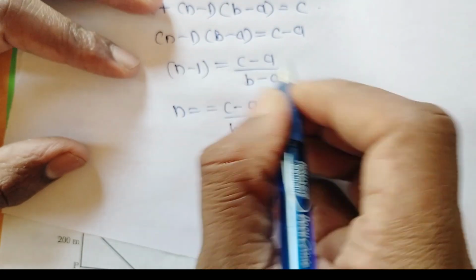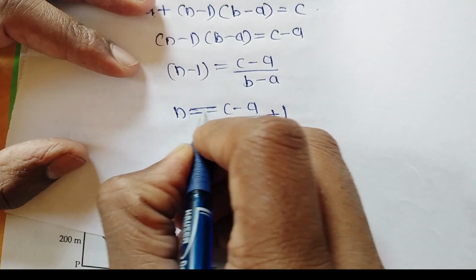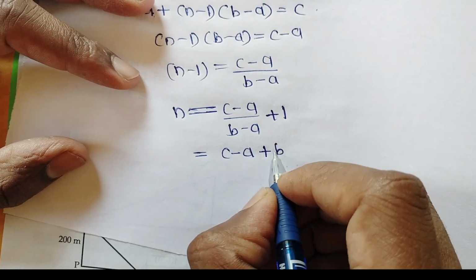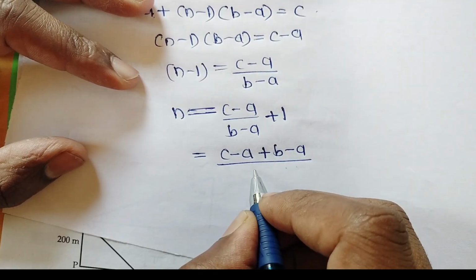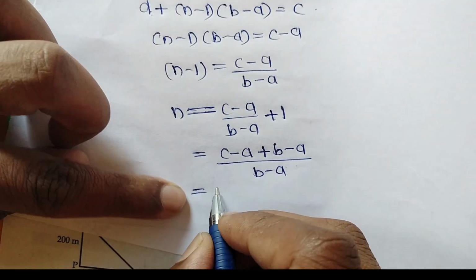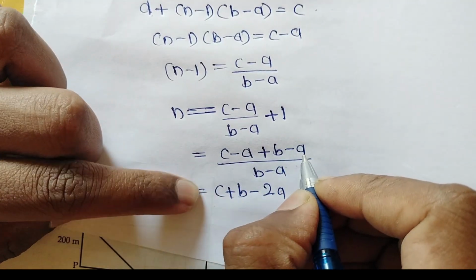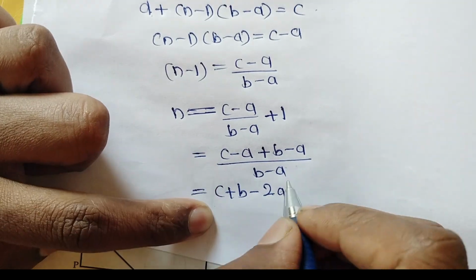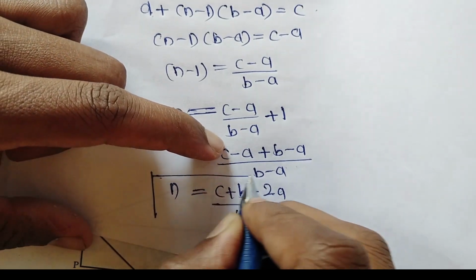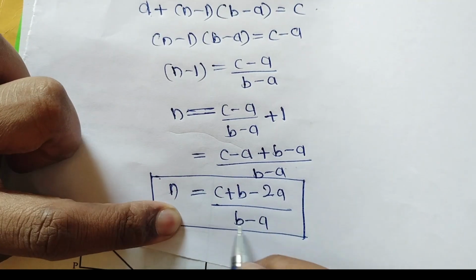When minus 1 is transferred to the other side, it becomes plus 1. So n becomes (c minus a plus b minus a) divided by b minus a. So it becomes c plus b minus 2a, since minus a plus minus a is minus 2a. So n is (c plus b minus 2a) divided by (b minus a).